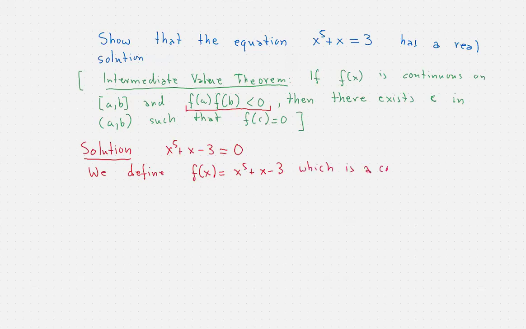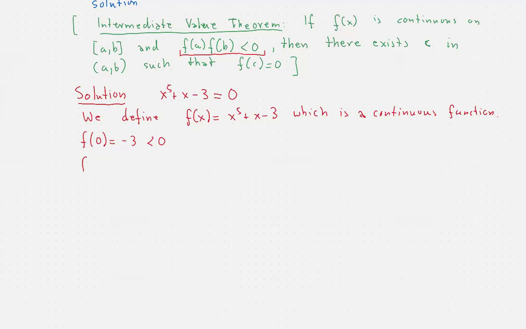So to be able to apply the intermediate value theorem, we will have to find an input where the output is negative and an input where the output is positive. So let's start with the simplest one. The simplest thing for this function is to plug in 0. If we plug in 0, we find negative 3, which is of course negative. And now we need to find an input where the output is positive. We can experiment a little, but it's very simple to see that f of 2, which is 2 to the fifth, also known as 32, plus 2 minus 3, will be 31, which is greater than 0.